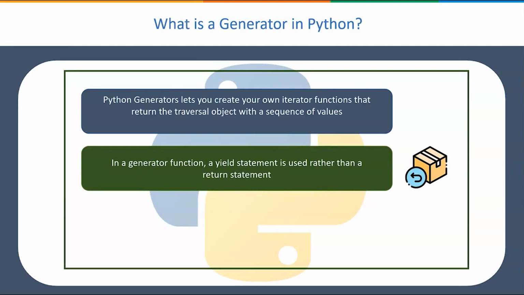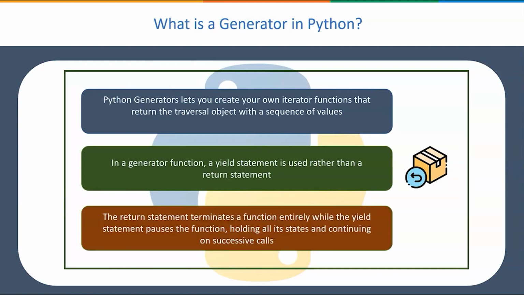Now, another important feature in a generator function is that a yield statement is used rather than a return statement. So basically, the return statement terminates a function entirely if you use it within the function, while the yield statement pauses the function right there, holding all its states, all its variables, the values in the variables, and then continues thereafter on successive calls. So in a generator function, you use yield, and I will talk about the utility of this yield statement within the generator function, how it helps in generating a pipeline.